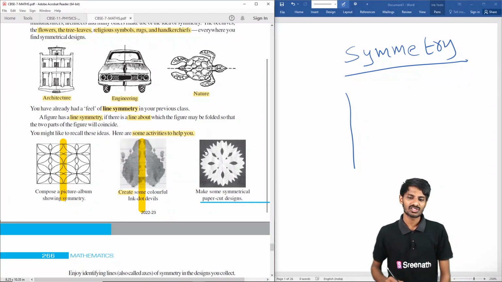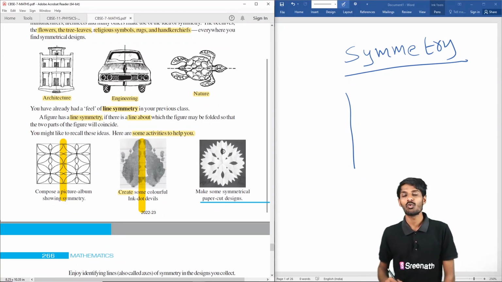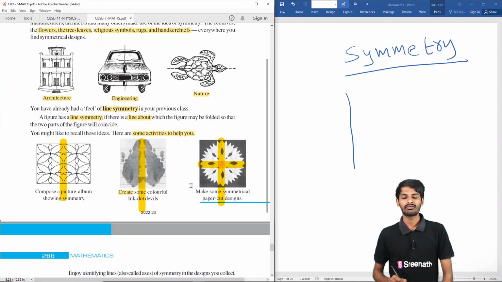If you see this design, it is also having line symmetry, students. How many lines of symmetry does it have? If you see, it has more than one line. If you draw a line around this and if you fold, you will get line symmetry. If you draw a line around this and fold, you will get line symmetry. If you draw a line around this and another around this, again you will get symmetry.